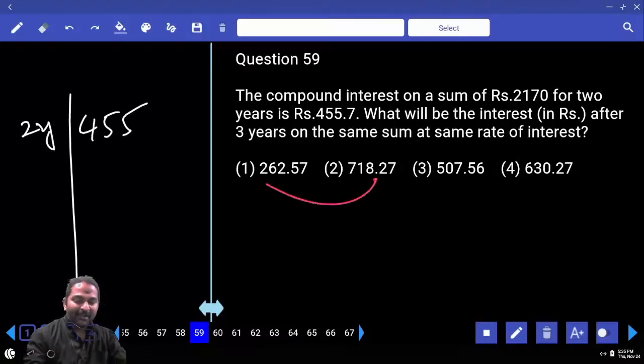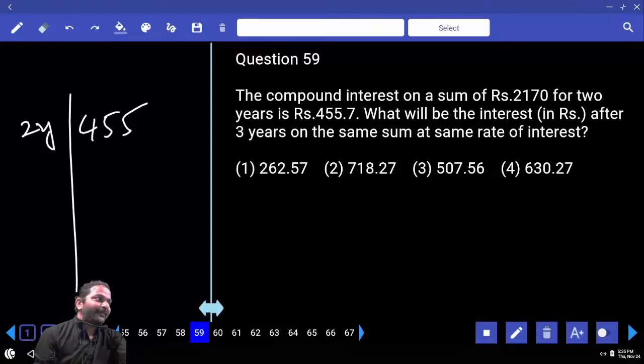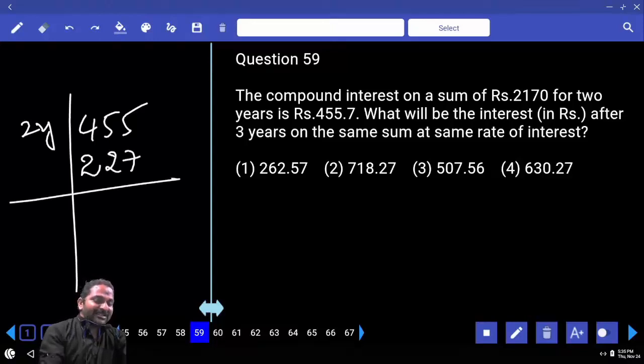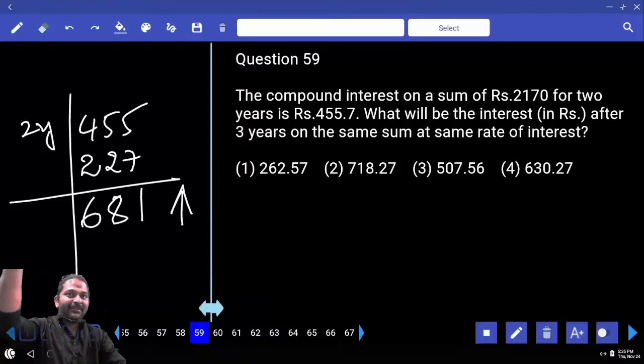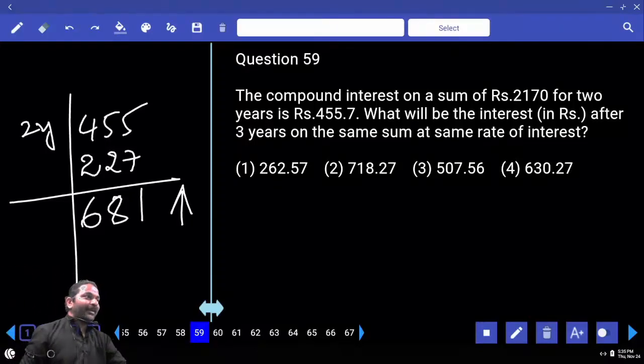Do you have comfortable difference now? 2 years interest is 455. Approximately 1 year in the sense half only. Half of that number is equal to 227.5. 3 years in the sense 681, and it should be definitely more, right? If it is simple interest, exactly we will get the same. But if it is compound interest, we will get every year more interest than the previous year. So our 3 years interest must be definitely more than 681.